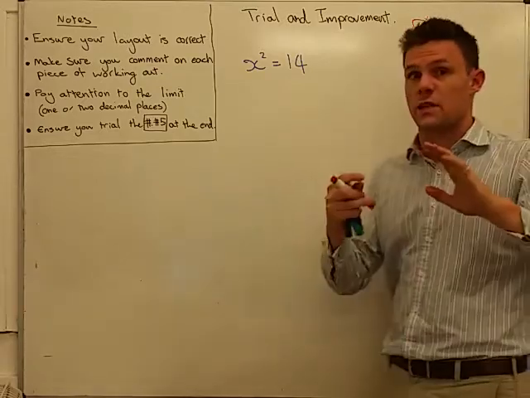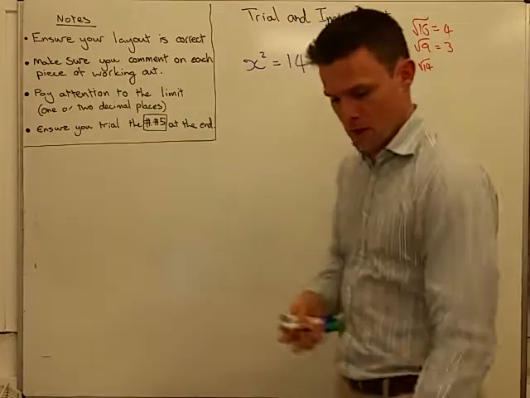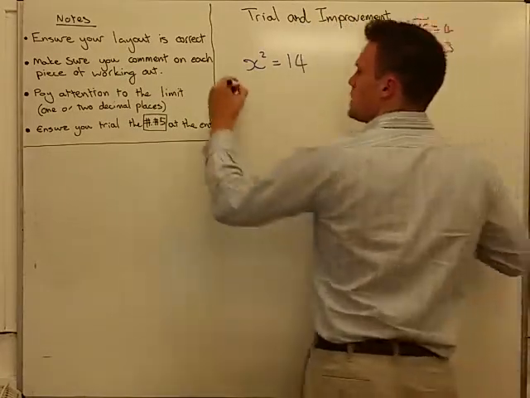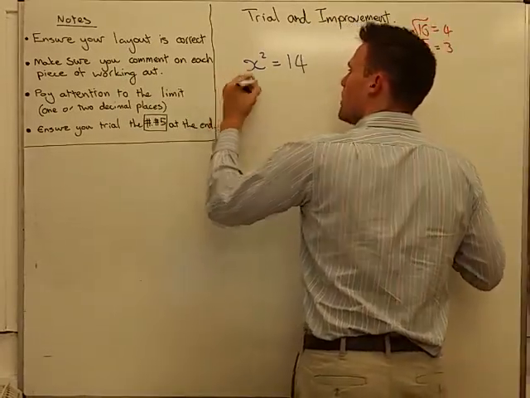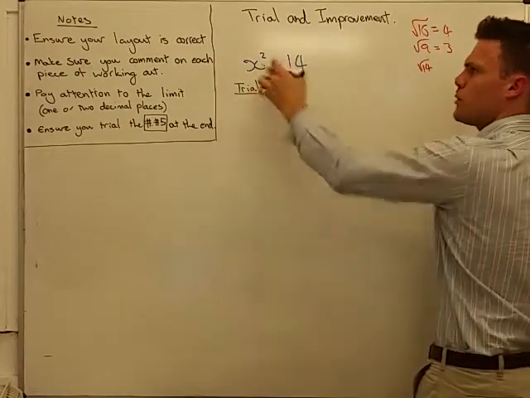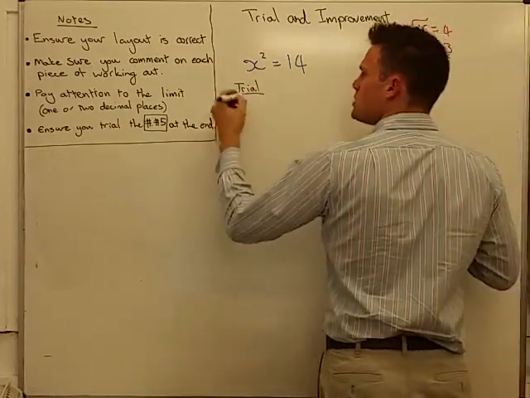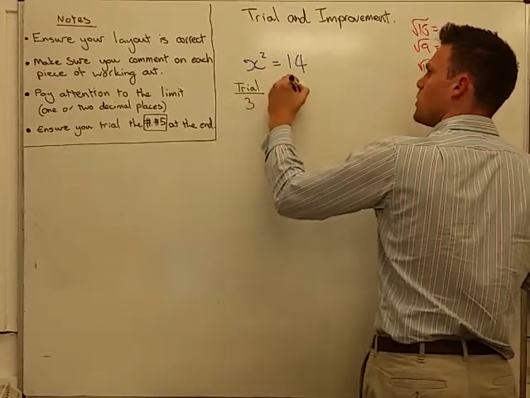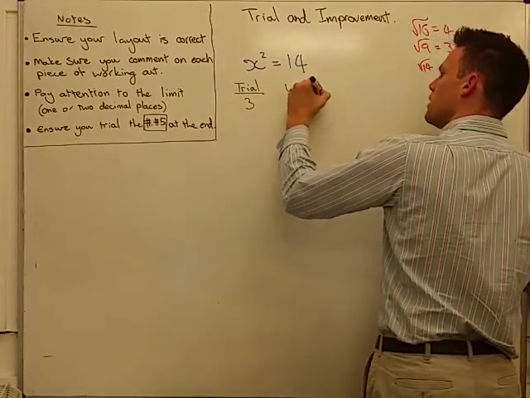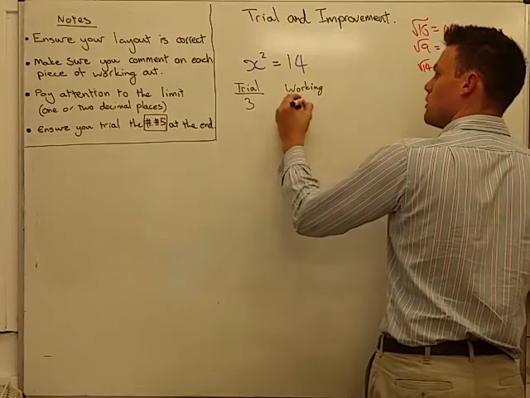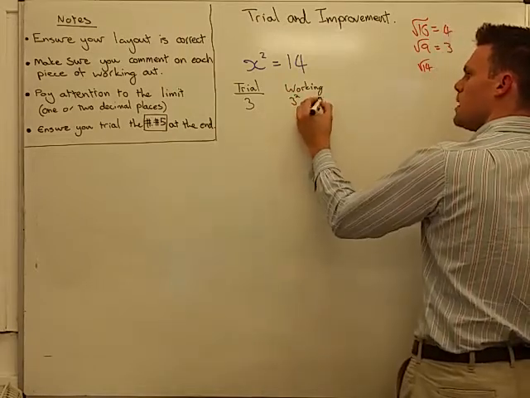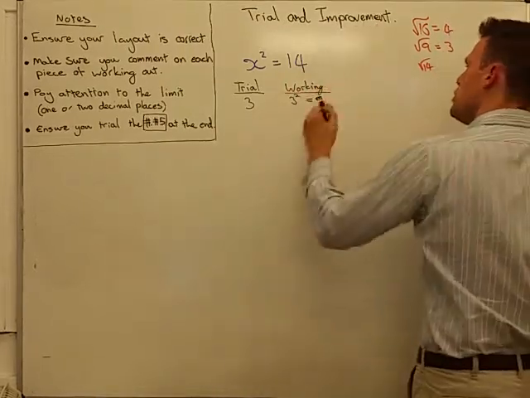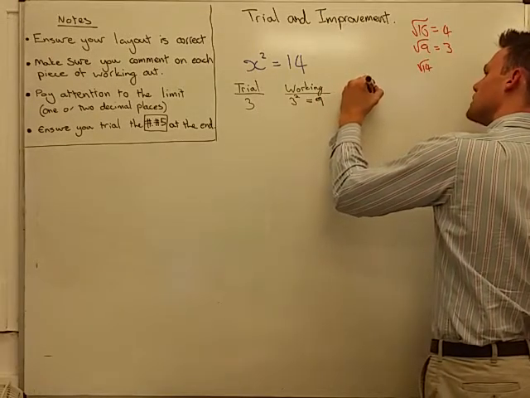The first thing we do is we've got to establish where it's going to sit. So I need to start a table. So what am I actually going to trial? What am I putting in as x? Right, so I'm going to start off by putting in 3. Right, so what's my working? What's actually going to happen here? Well, I'm just going to go 3 squared. 3 squared is 9.